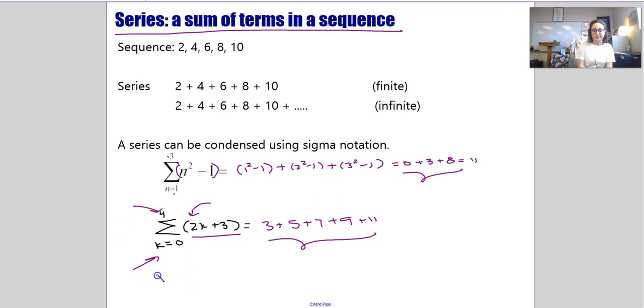So go ahead and write that for me. So number of terms, if you're in sigma notation, is top minus bottom plus 1. All right?